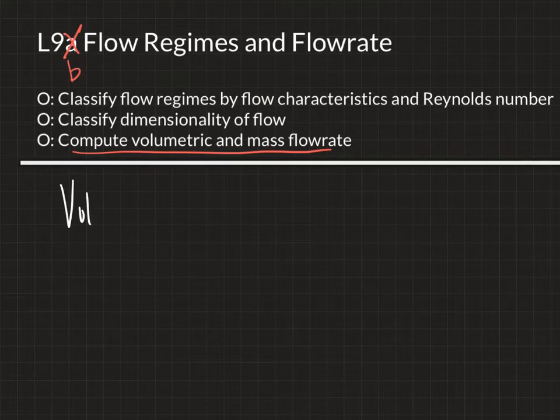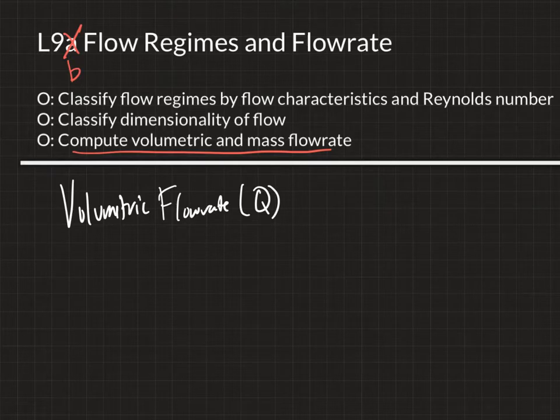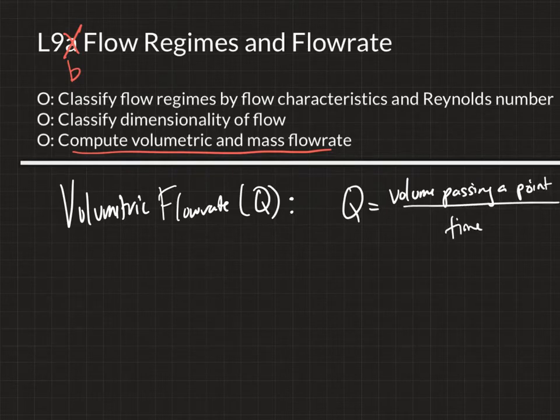And the volumetric flow rate, which we almost always give the symbol Q. Okay, and you may not like that. I think that's totally reasonable. I don't know who chose Q, but it's always a capital Q. So don't get confused when I start using Q all the time. Okay, Q equals the volume passing a point divided by time.